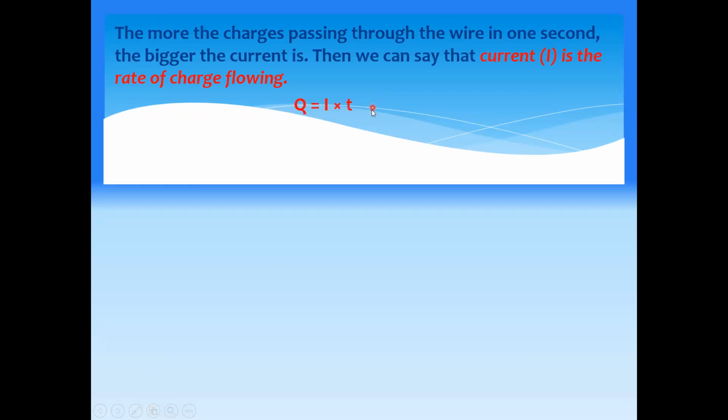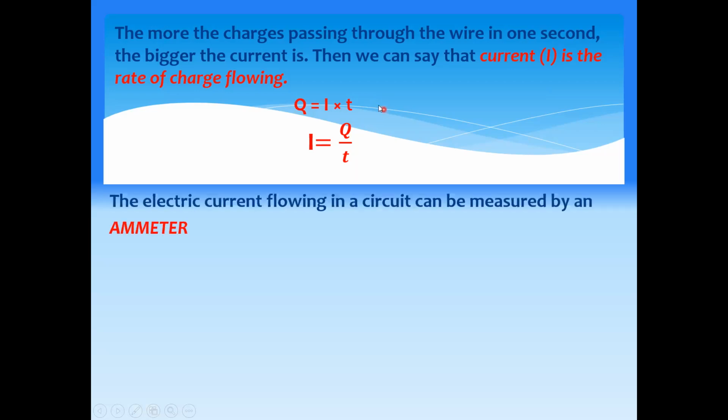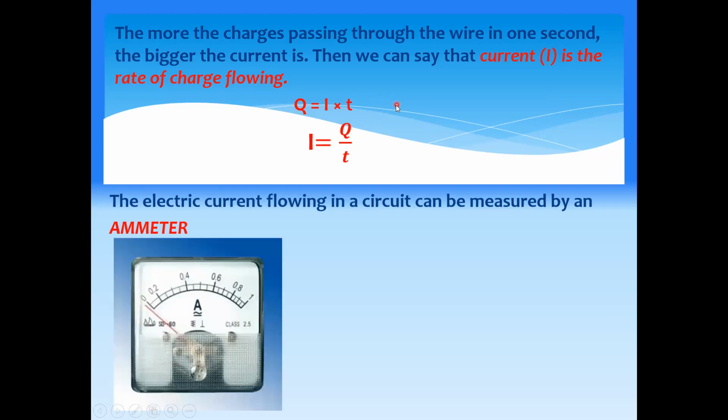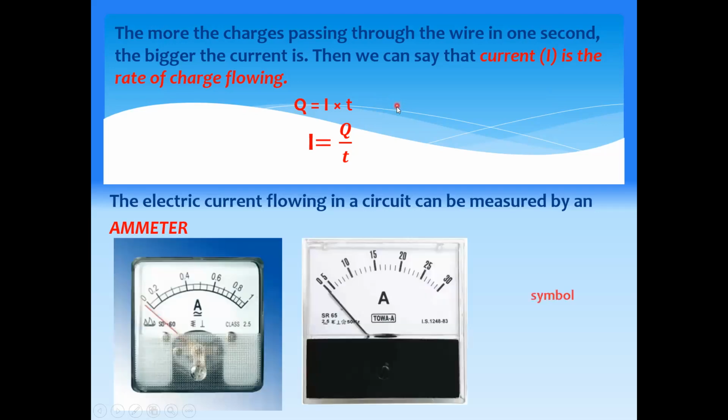Then, as we say, current is the flow of the charge, so we can calculate the current by using a formula: how many charges moving through a circuit or through a cross-sectional area in 1 second. If you want to measure the current, we can use an ammeter. Ammeter is an instrument which is used to measure the current. The symbol is A.